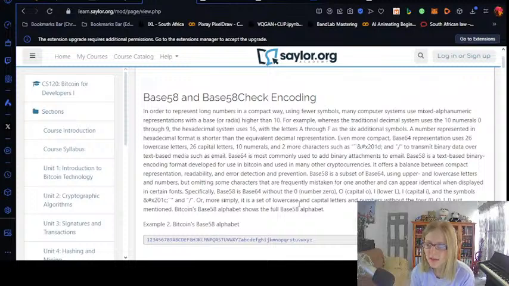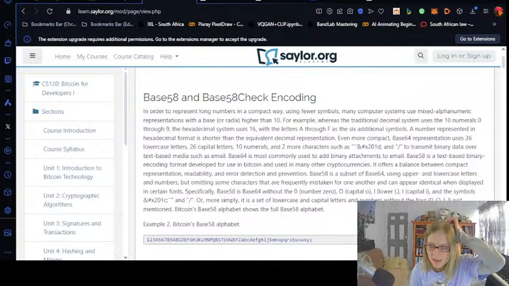Even more compact, base 64 representation uses 26 lowercase letters, 26 capital letters, 10 numerals, and 2 more characters, such as, and then you can see which characters they use, to transmit binary data over text-based media such as email. Base 64 is most commonly used to add binary attachments to email.